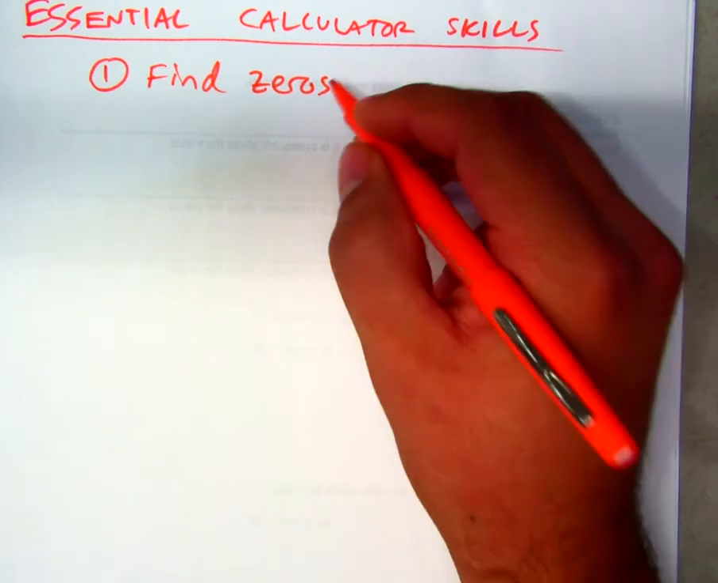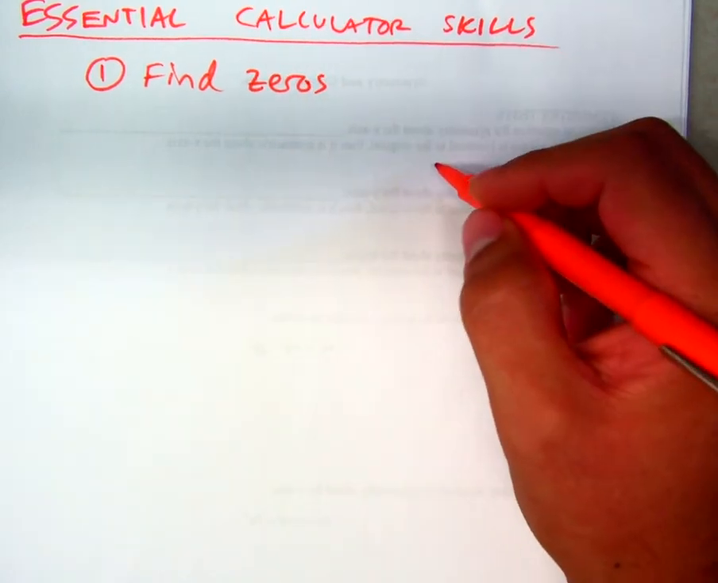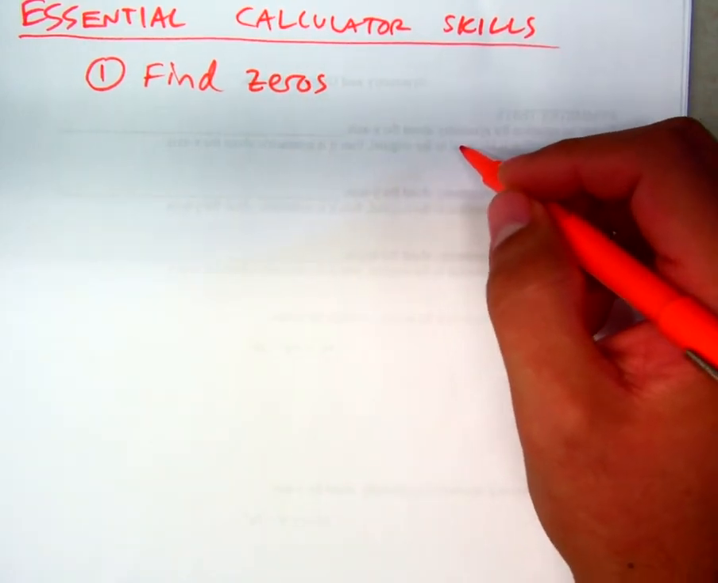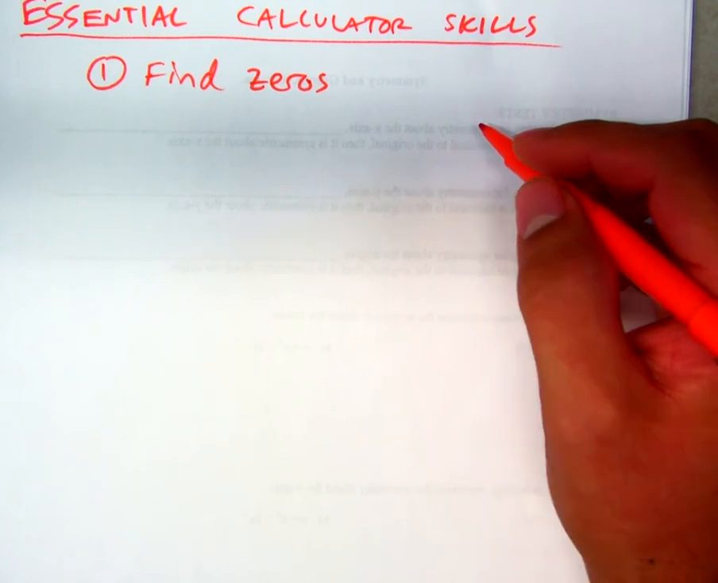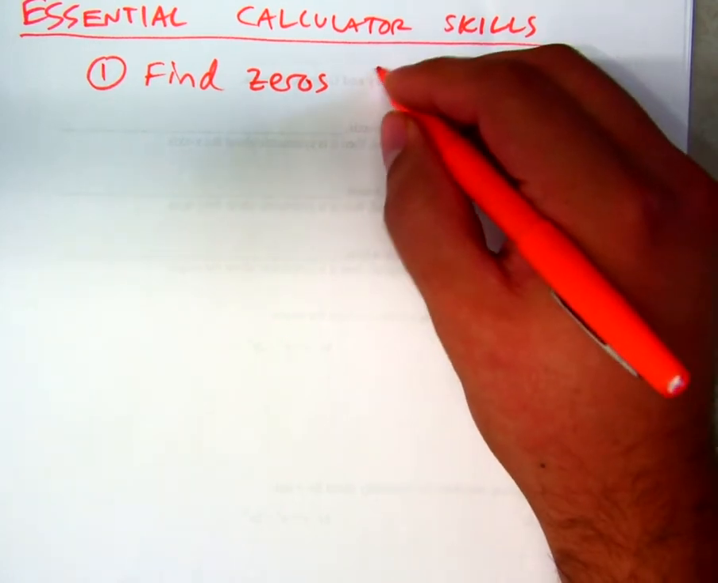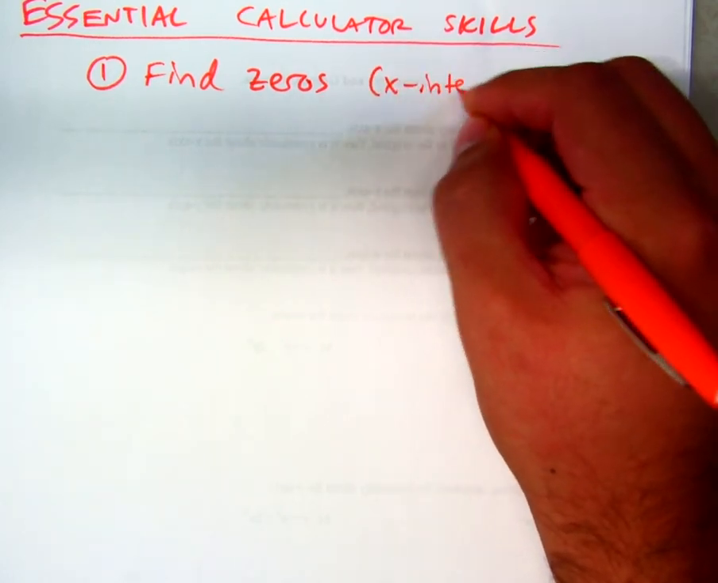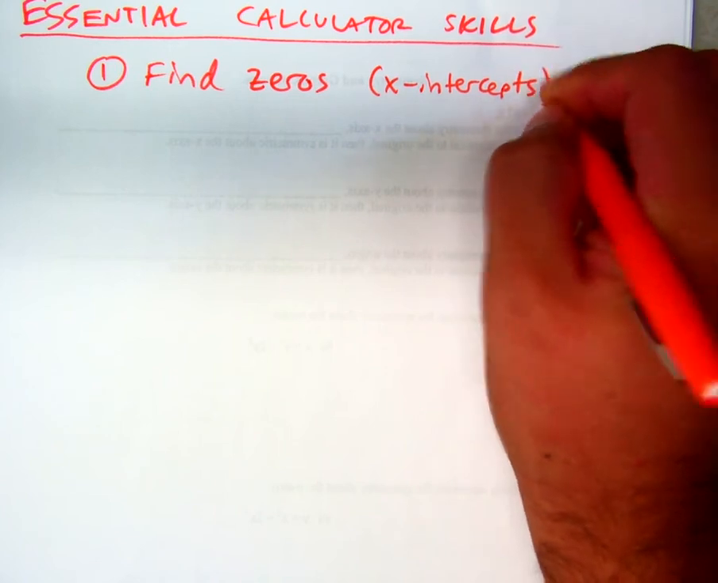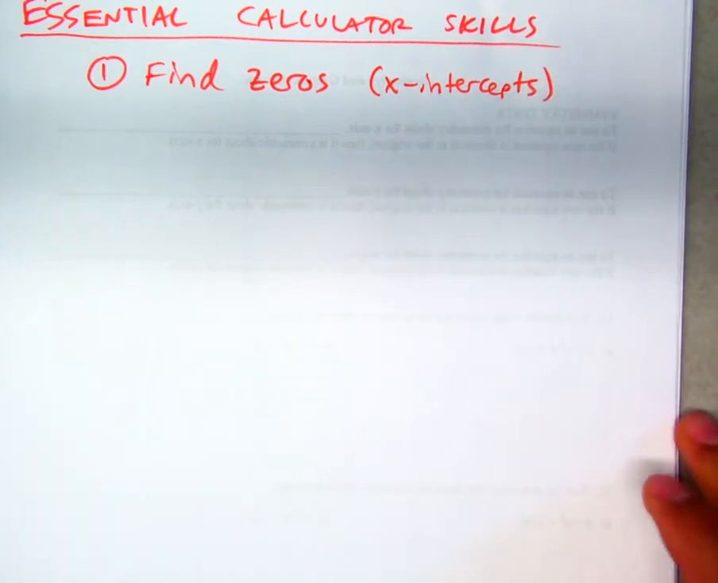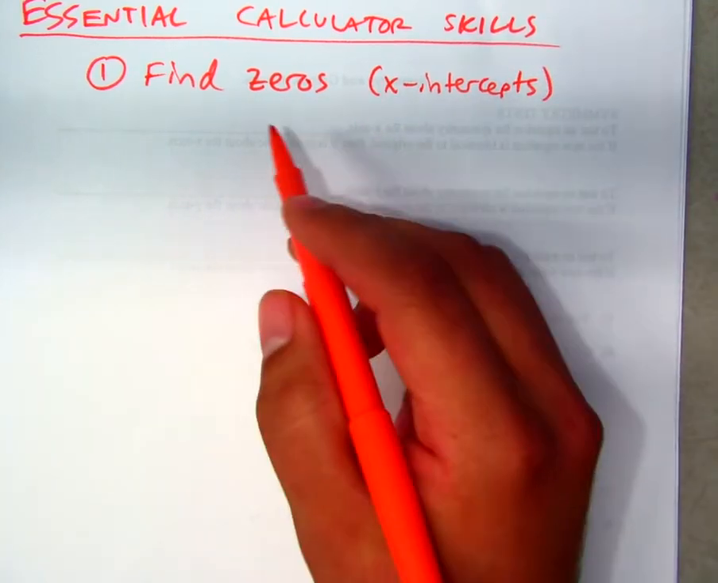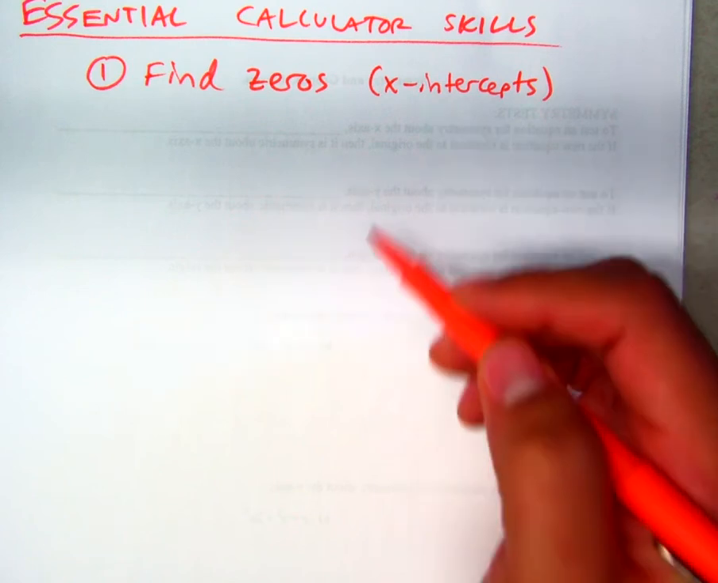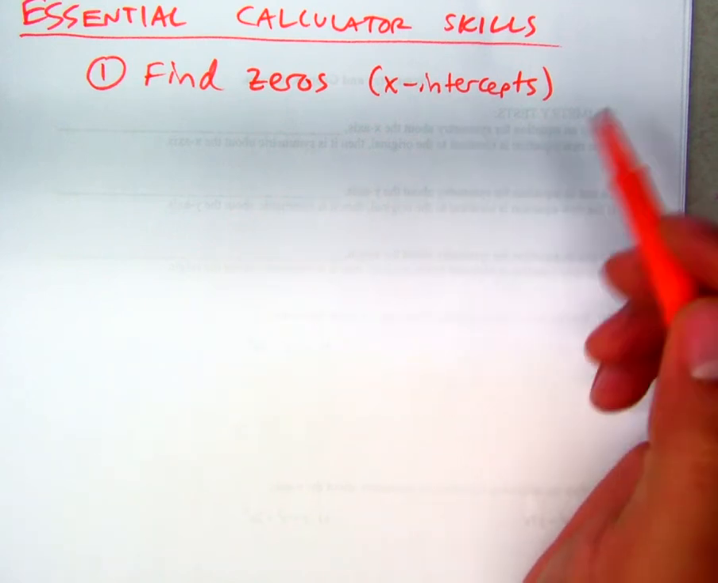Do you guys know what zeros mean? Somebody said it. What was it? X-intercepts. So zeros is just a fancier, well, depending on the context, it's just a different way of saying finding x-intercepts. Okay, so you just kind of need to remember that it's the same thing.